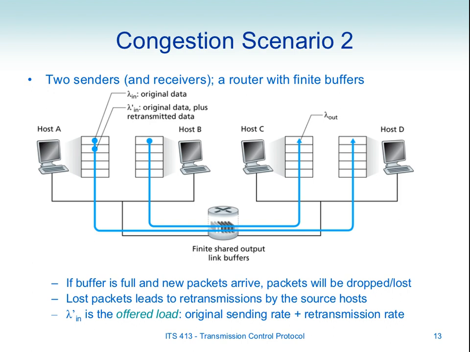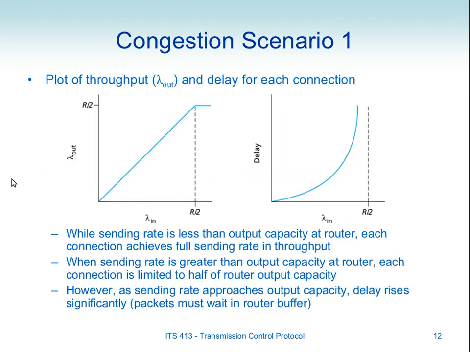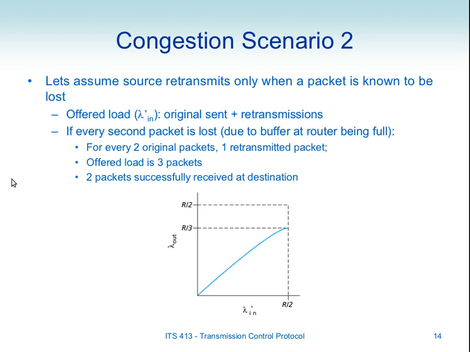If the buffer is full, which we'll get if our, go back. As we increase the sending rate, the buffer will start to fill up. Once it's full, new packets that arrive will be dropped and lost. The source will retransmit packets, leading to more packets being sent into the network. How does that perform?